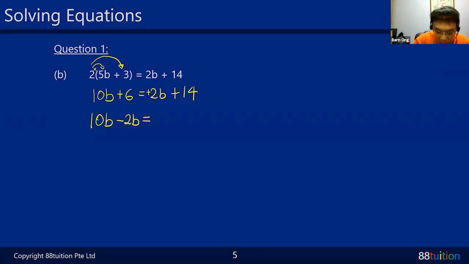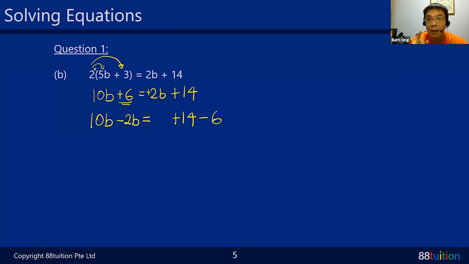Who is left behind? Positive 14 is left behind. Leave it there, don't disturb it. Plus 6, you want to bring across, because your objective is to bring all the b to one side and push all the numbers to the other side. Shermaine, b is 1 is correct. Plus 6 you bring across, minus 6.